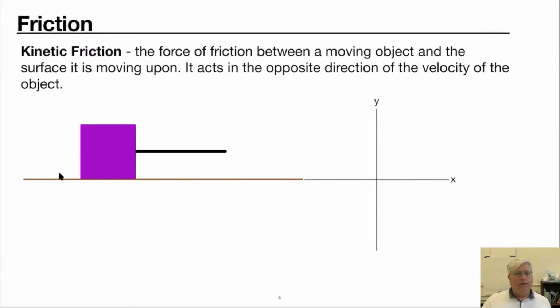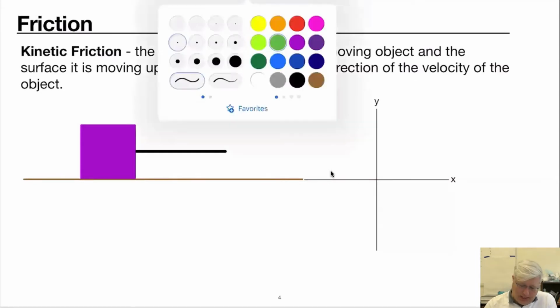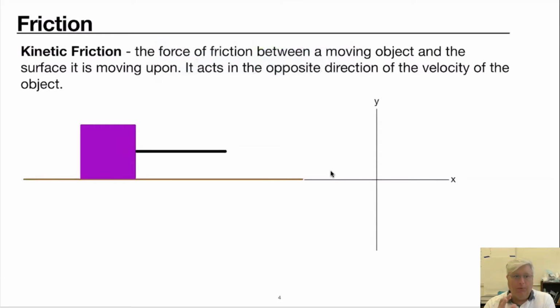So kinetic friction is the force between the object and the surface when the object actually is moving. And again, it still acts in the opposite direction. So in this case, now that it's moving, it acts in the opposite direction that the object is moving. It's like it's trying to slow the object down. And so what we see is that it's proportional. The force of friction is proportional to the normal force.